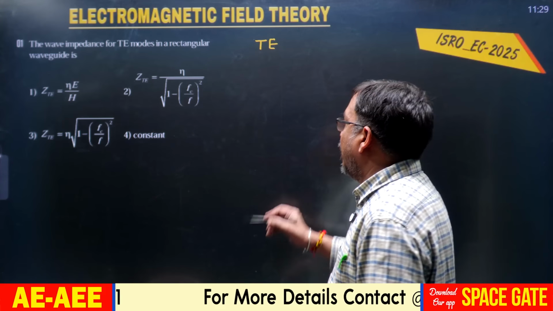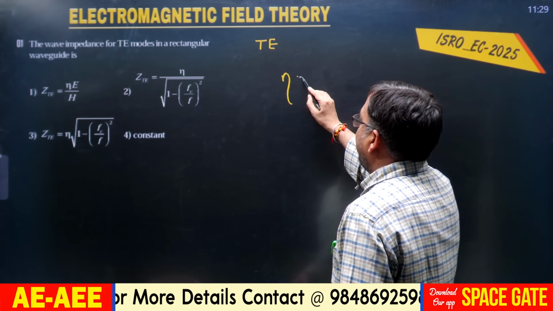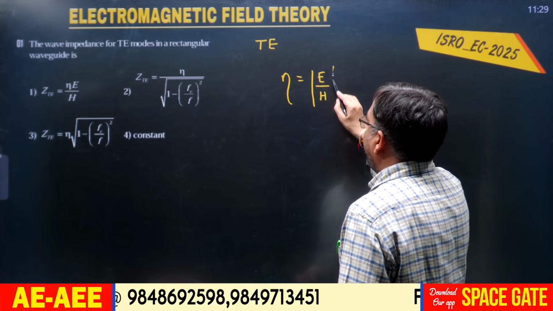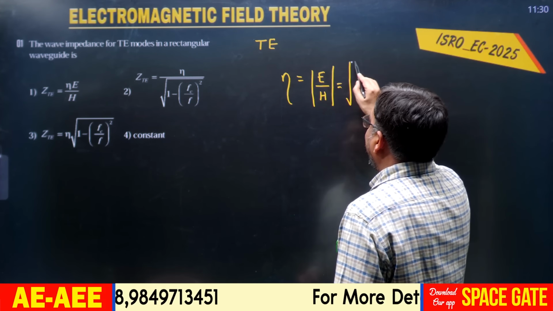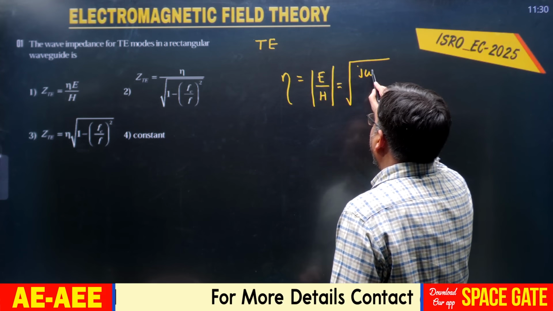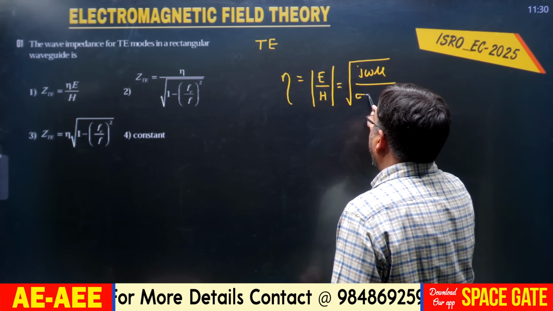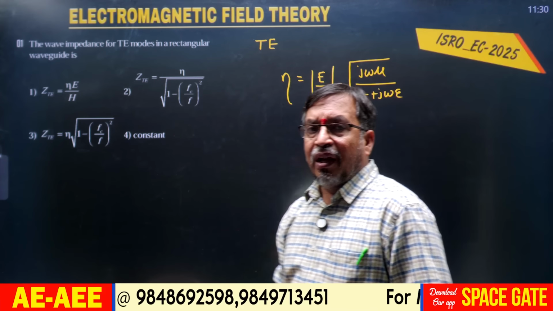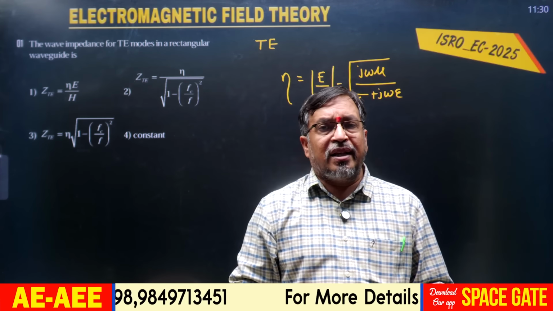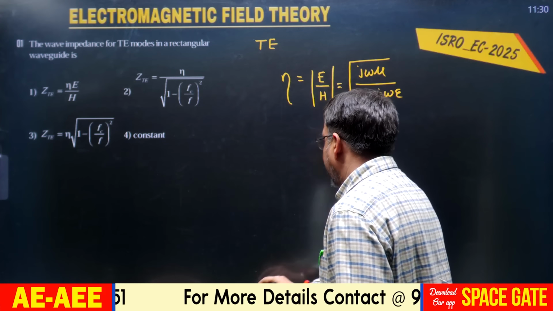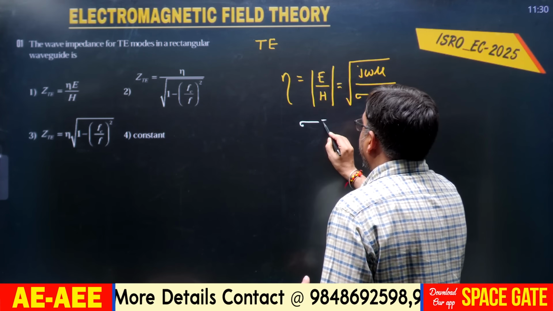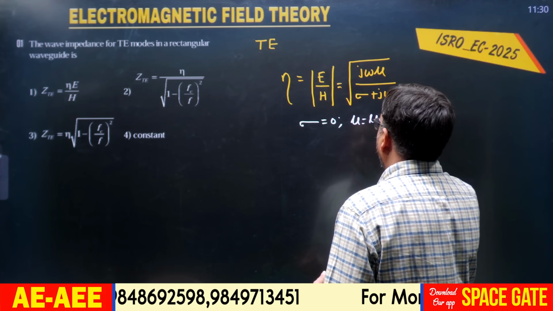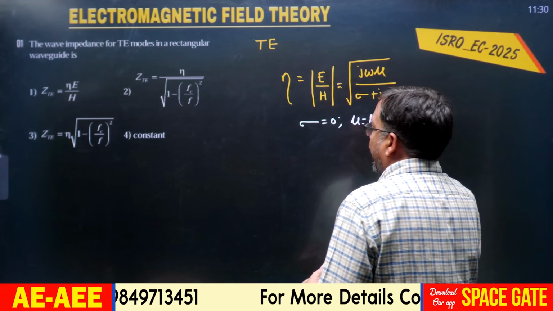Eta is the wave impedance, that equals the definition mod E by H, electric field strength and magnetic field strength. From the wave parameters, eta equals square root of j omega mu by sigma plus j omega epsilon. This is the wave impedance equation in a medium. And we know that in free space, the condition is sigma equals 0, mu equals mu naught, epsilon equals epsilon naught.